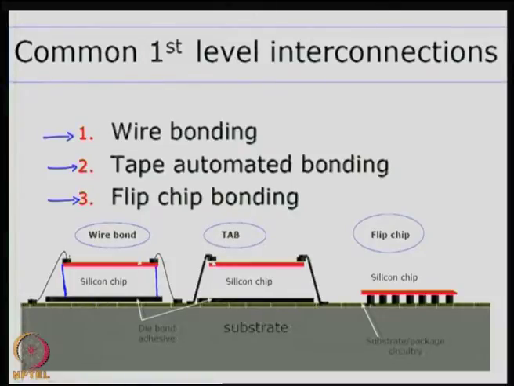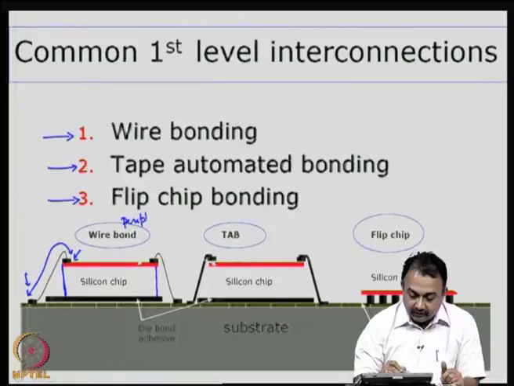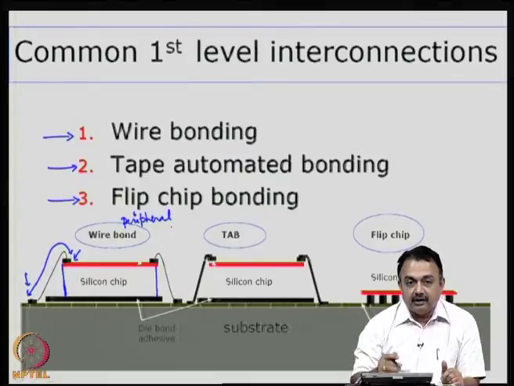Then you have the wire bond. The wire is drawn like this from the bond pad of the die to the bond pad on the substrate, right. So, this is basically done on the periphery. So, this is a cross sectional figure. So, you can imagine that you can have n number of pins at the periphery.